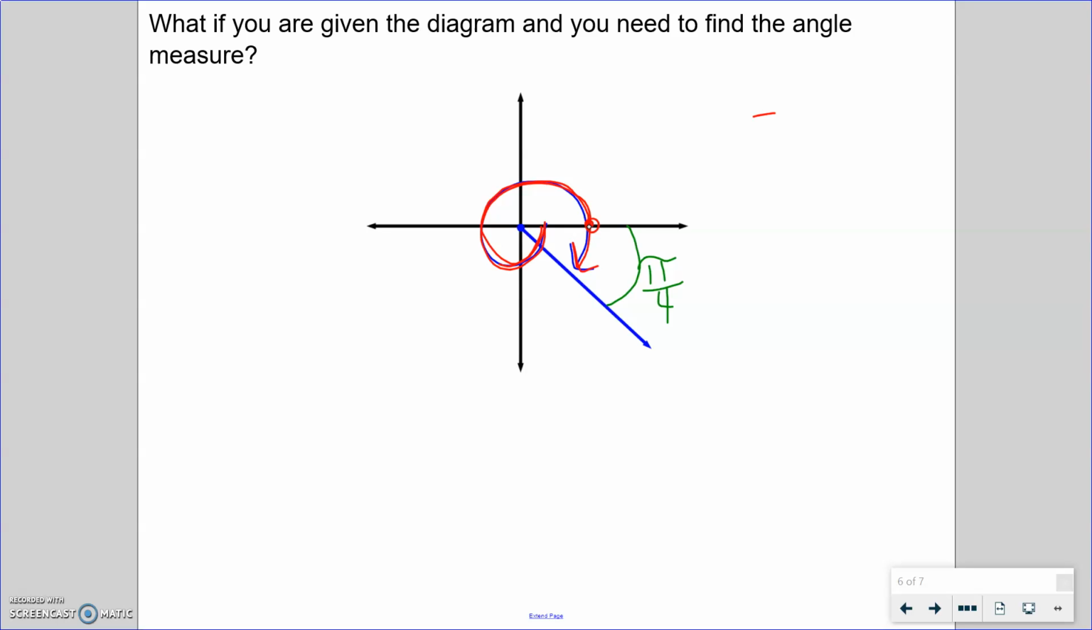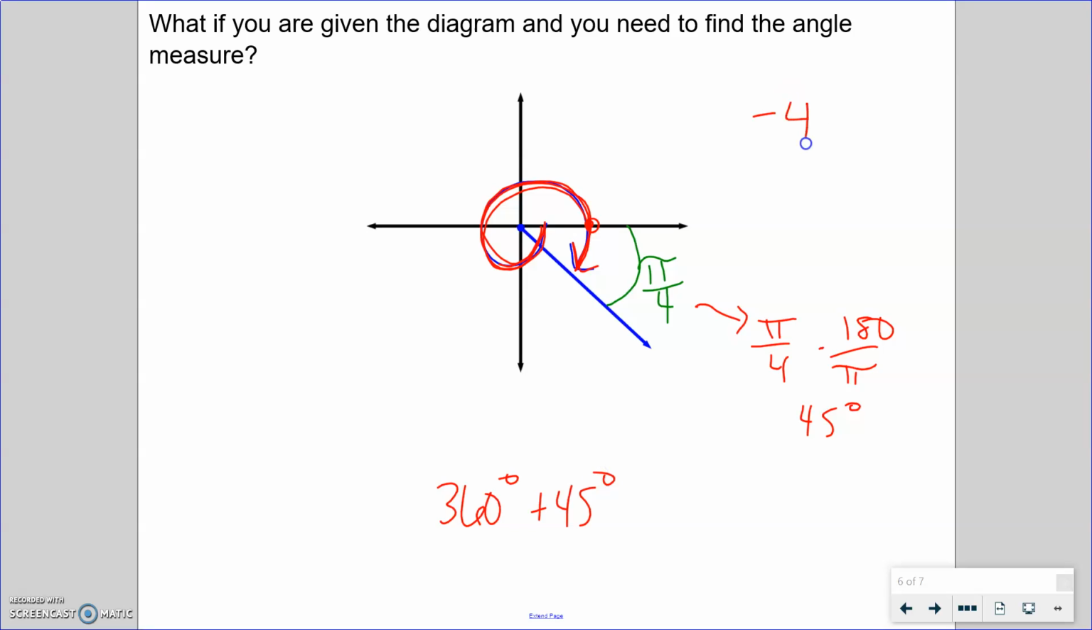So I think my first step would be to change pi over 4 into degrees. So if I do that, pi over 4 times 180 over pi, that turns into 45 degrees, okay? So that little section's 45 degrees. So I'm thinking, okay, if this first section right here was 360, this other little section's 45, 360 degrees plus 45 degrees is going to give me 405 degrees. So I would write my answer like this.